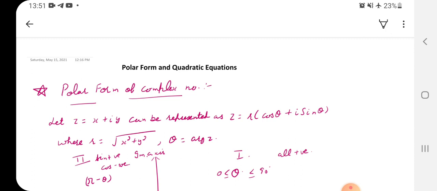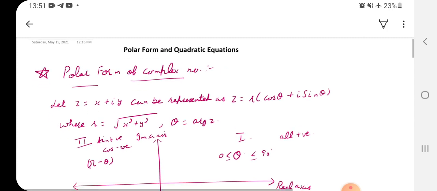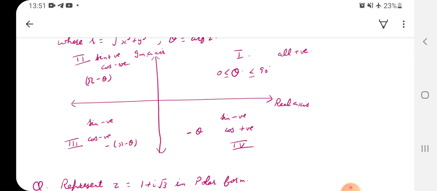Now today we will discuss theta, how we will calculate theta for each type of complex number. So first of all, see this diagram. You all know that angles from 0 to 360 are divided in four quadrants. First, which is from 0 to 90. Second, which is from 90 to 180. Third, which is from 180 to 270. And fourth, which is 270 to 360.